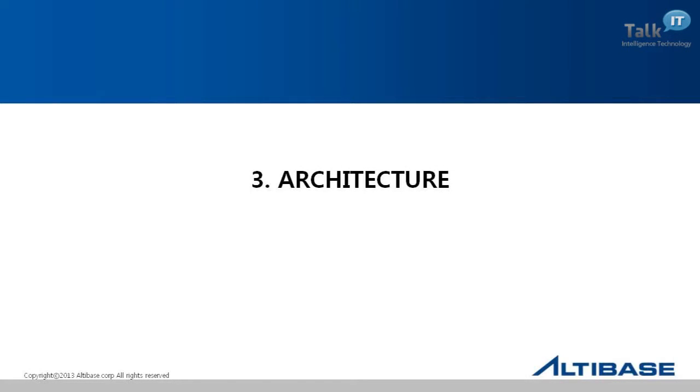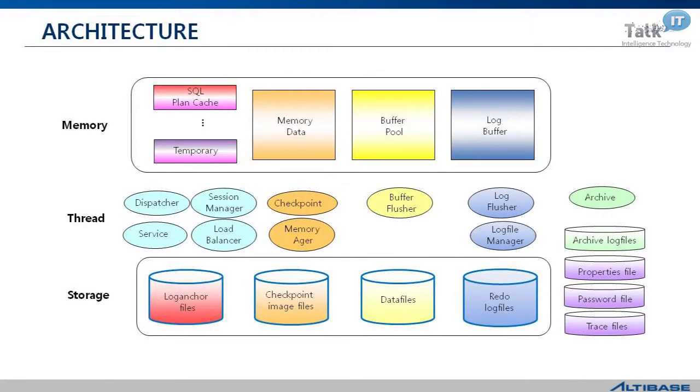Okay, so far we discussed the concepts of hybrid DBMS and the functions that Altibase H3 provides. Now, in a final chapter called architecture. Okay, so this is the entire architecture of Altibase H3 shown as a diagram. As you can see, it is mainly divided into three areas: memory, thread, and storage.